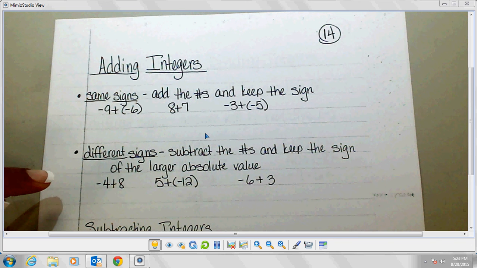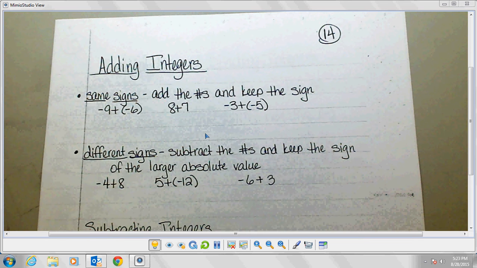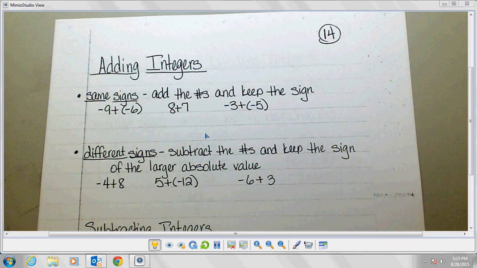Okay, what we mean by absolute value is the number's distance from 0 on the number line. So that means that 6 and negative 6 have the same absolute value because they're both 6 positions away from 0 on the number line. Okay, if you need to, please pause the video and go ahead and copy this information down before I start.